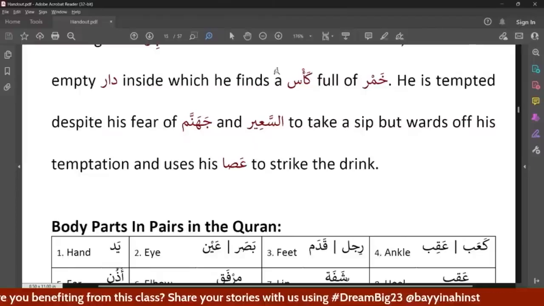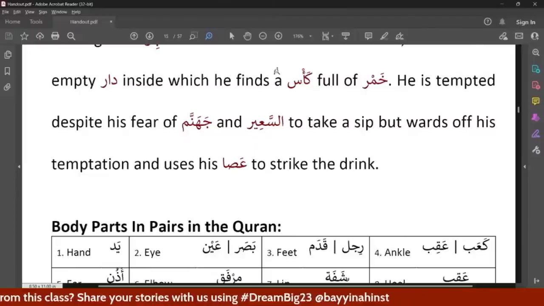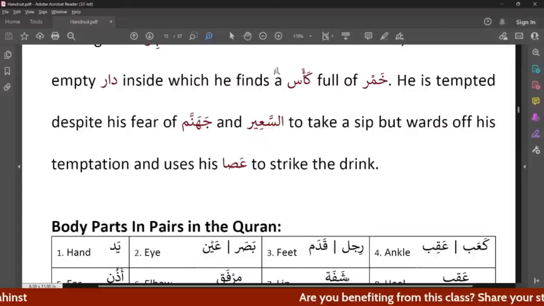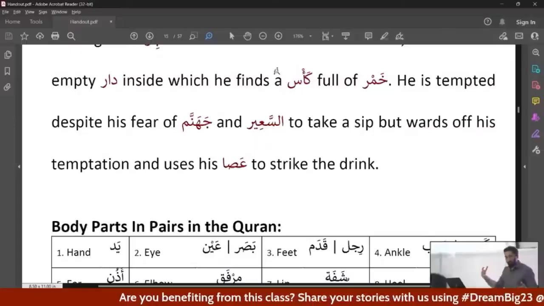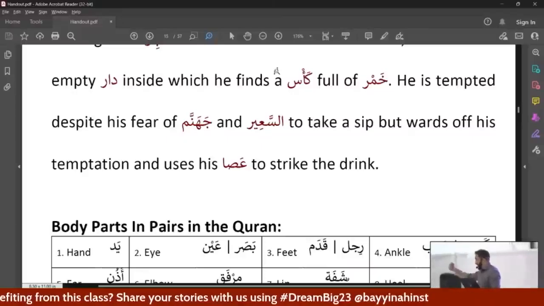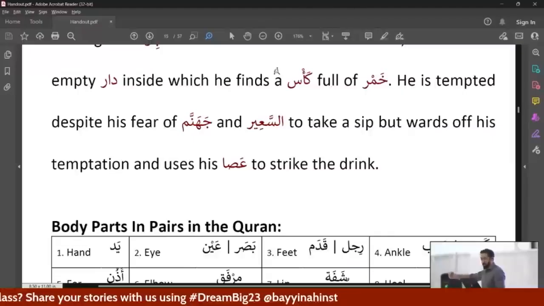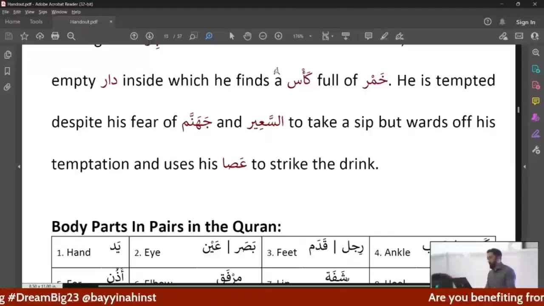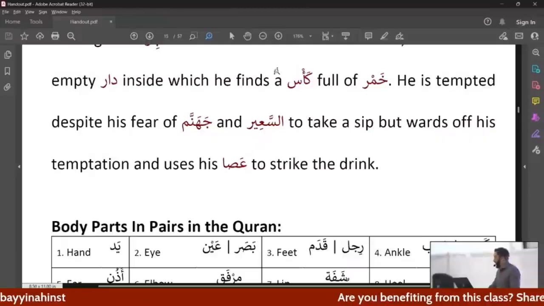Okay. But he wards off his temptation and uses his asa. Stick sounds a little lame. It's staff. And I want you to know that staff is not like he had a bunch of interns. Not that kind of staff. The staff is like a really large one, that's called the asa. Okay? Yeah, like the staff of Musa. Okay? So he uses his asa to strike the drink.